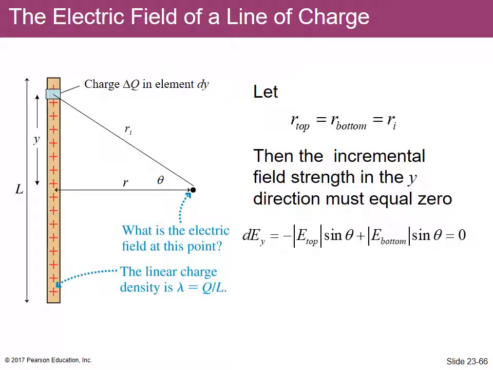We let the distance from the top and bottom to the point be the same and equal to r sub I. The y component of the field of the charge at the top must point down, and the y component of the field of the charge at the bottom must point up. From symmetry, the total field strength in the y direction must sum to 0.